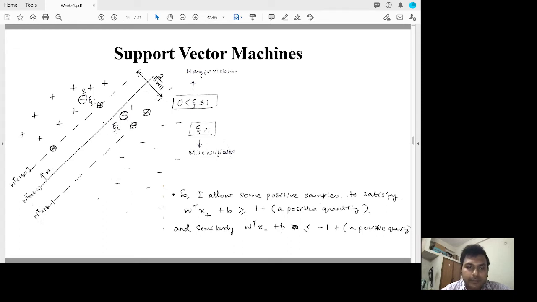Similarly, I allow some of the negative points to go above this line, to go above this particular W transpose X plus B equal to minus 1 line. So for that I change the constraint which was initially W transpose X plus B less than or equal to minus 1. I change that to minus 1 plus a positive quantity.